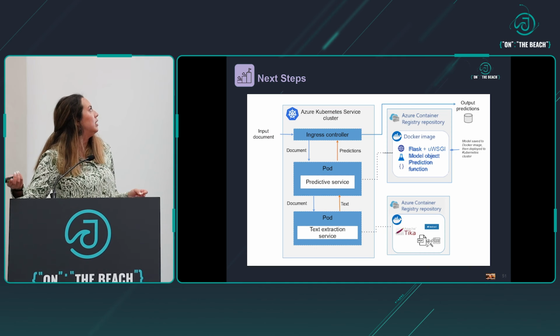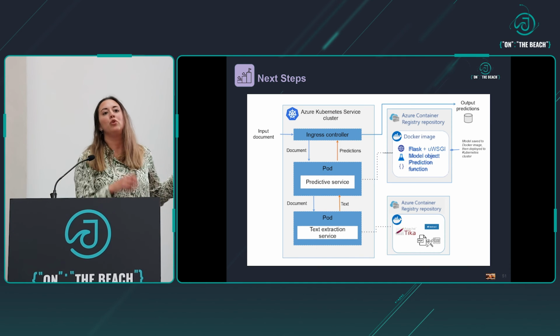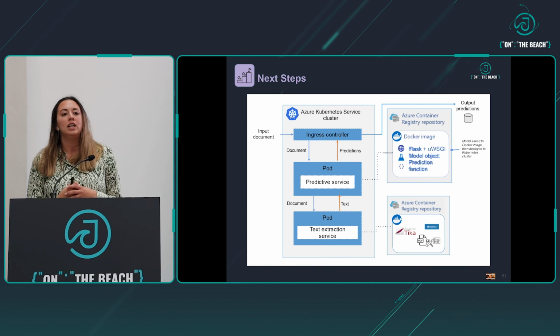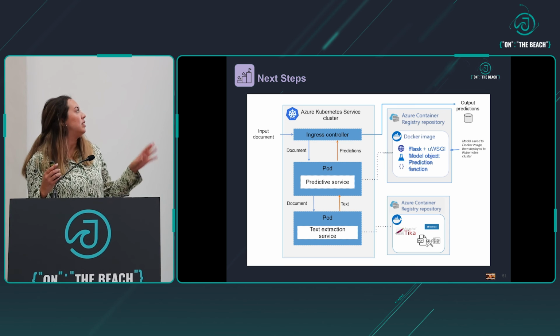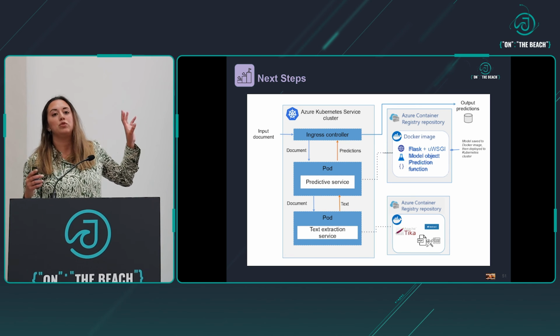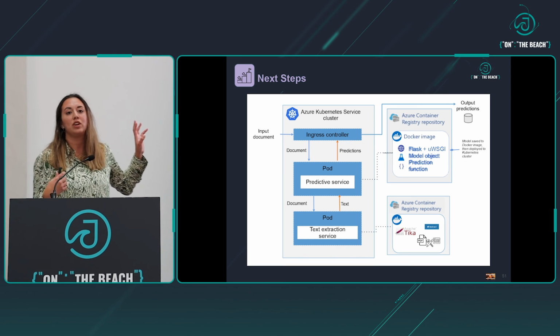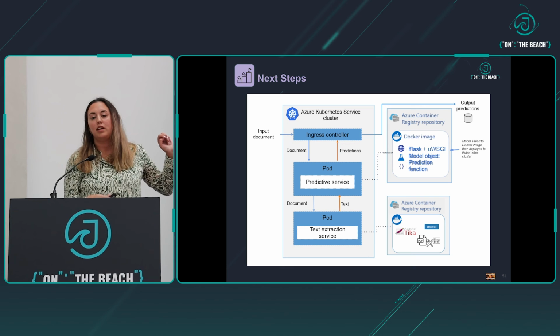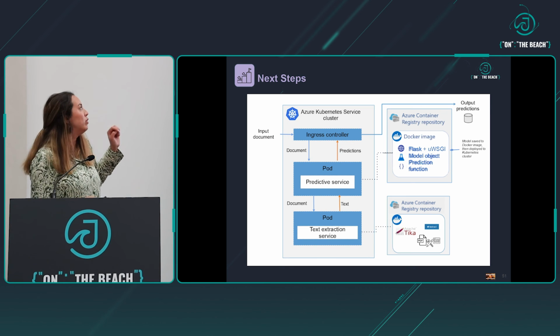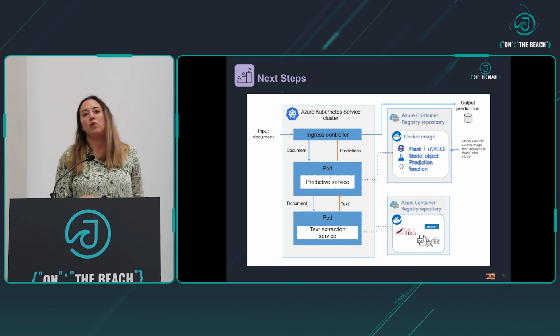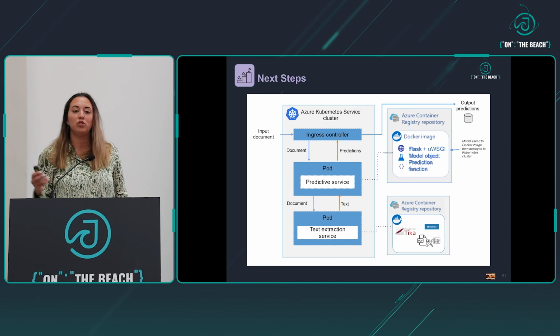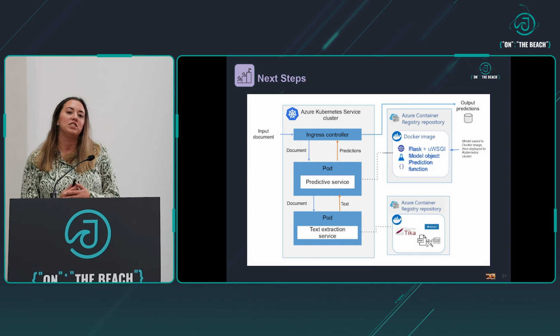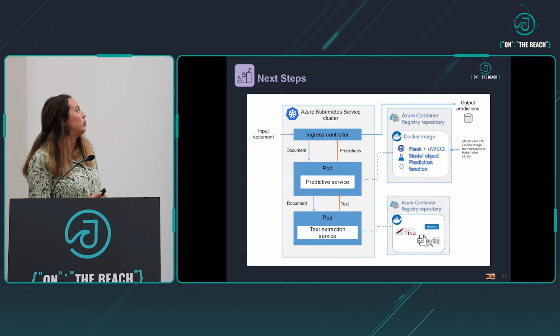And this is an overview of the architecture that we have right now. We have set up 2 services, one for the text extraction and one for the inference. We're using Kubernetes, and we want to be able to scale horizontally to match the demand. So this is what we are building.